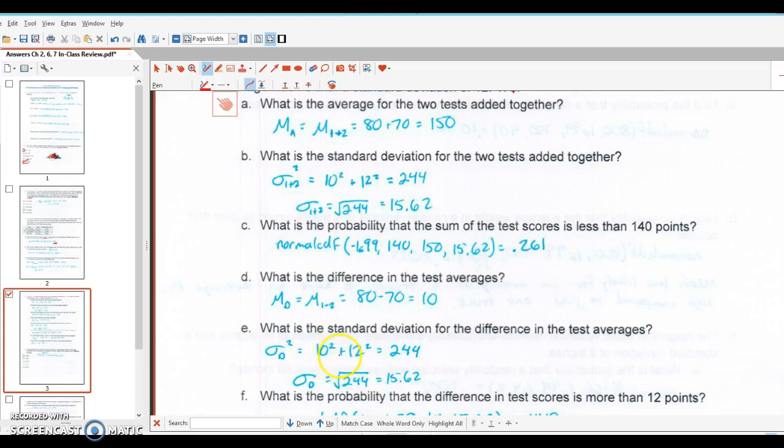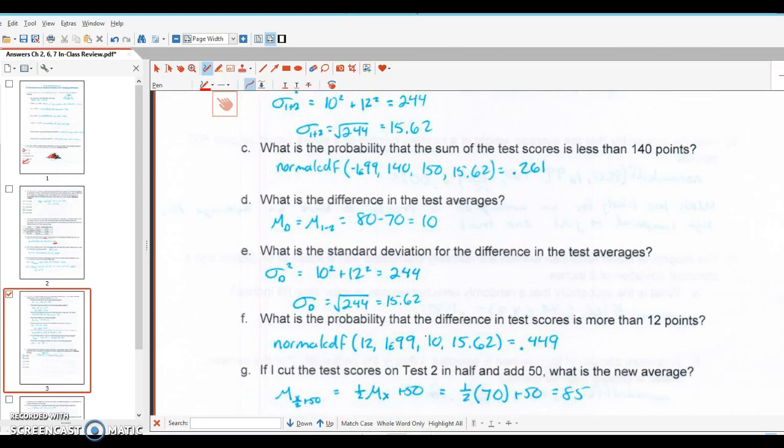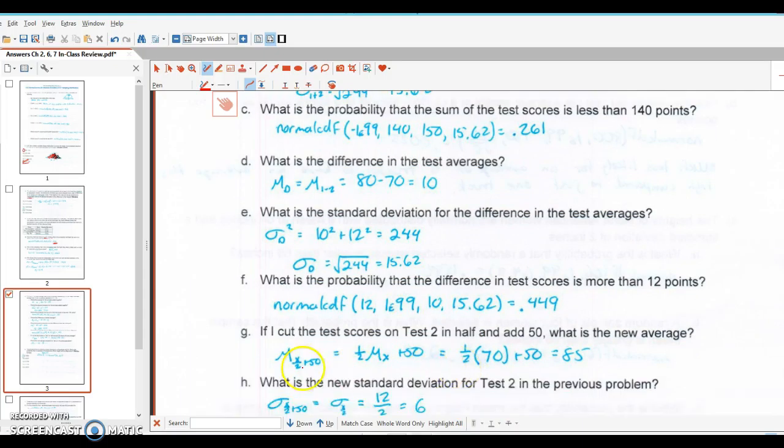Notice that for the deviation, even though I'm finding the variance of the difference, I'm still adding. So part B and part E end up being the same value. And then find the probability. Do the same thing with normalCDF.